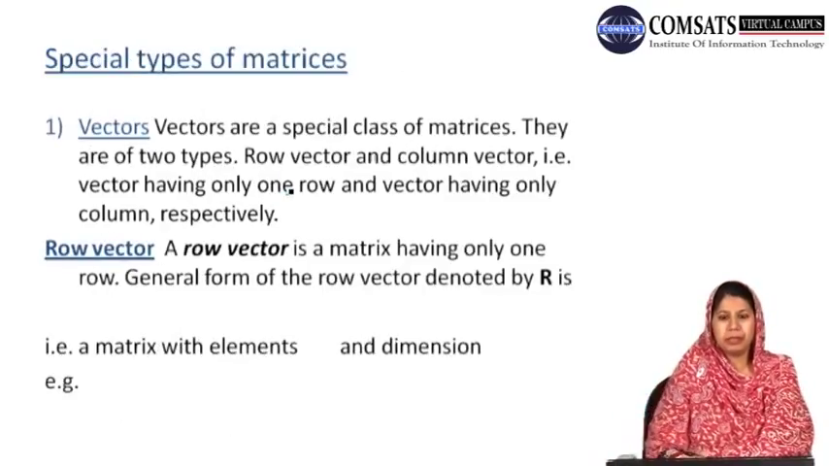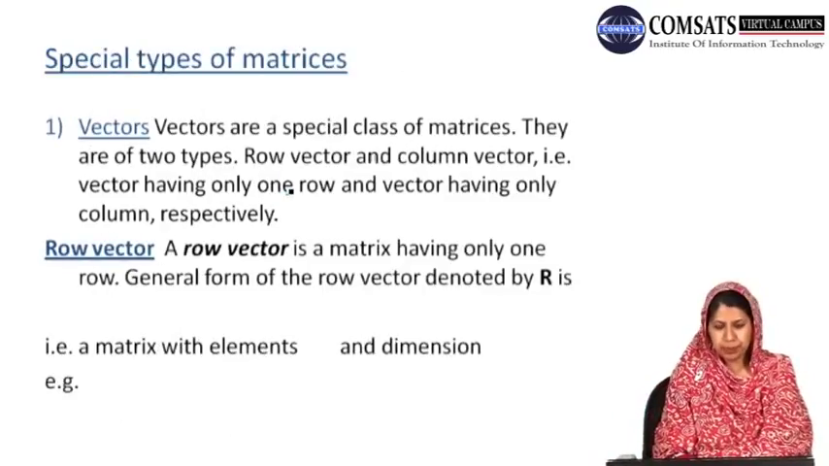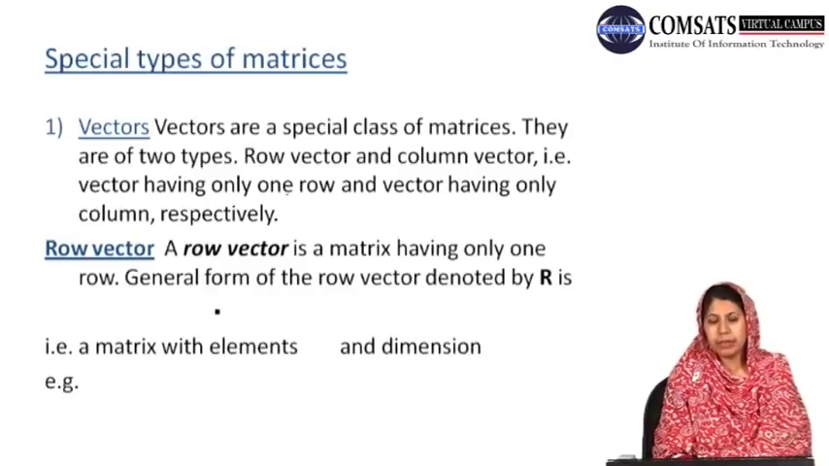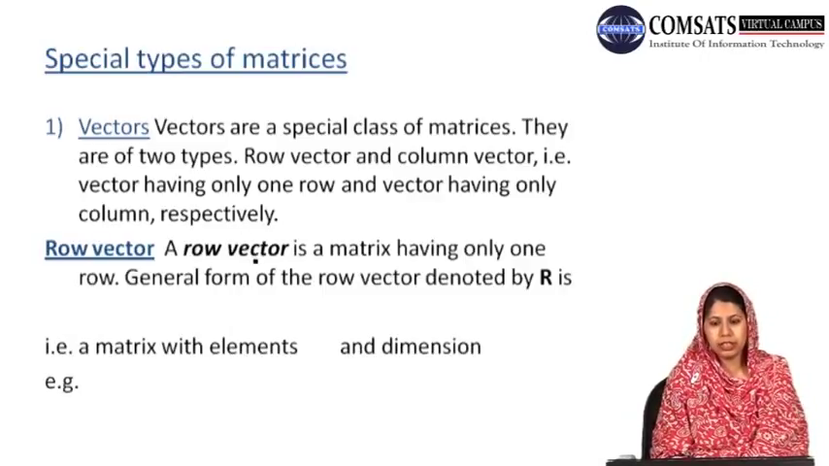Now we come to some special types of matrices. First we have the row vectors, vector type matrices. Now vectors are a special class of matrices. They are of two types, row vector and column vector, that is, a vector having only one row and a vector having only one column respectively.